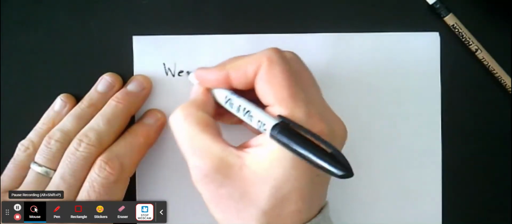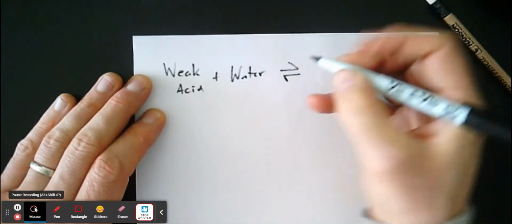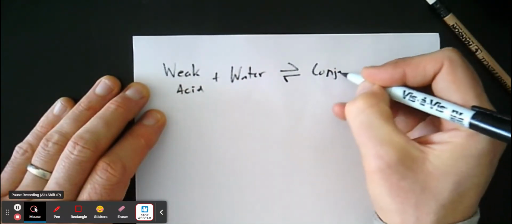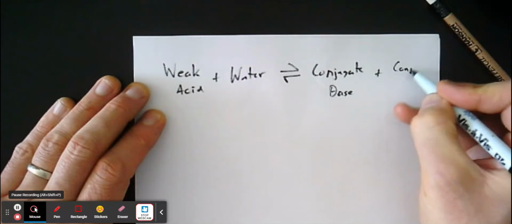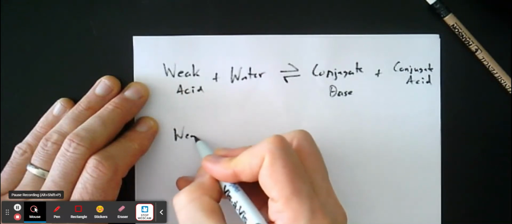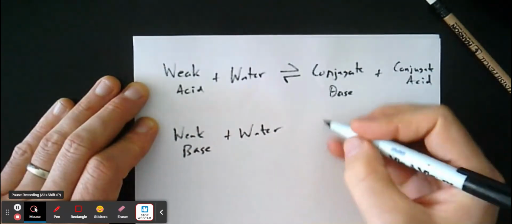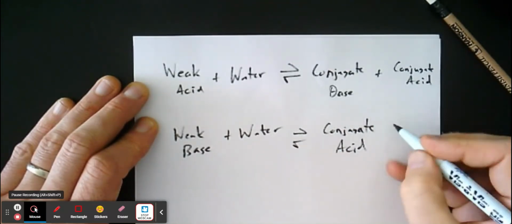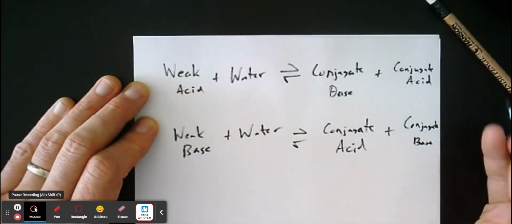So, a weak acid plus water is going to form, since it's a weak acid and it doesn't fully protonate, a conjugate base and a conjugate acid. And a weak base and water form a conjugate acid and conjugate base.